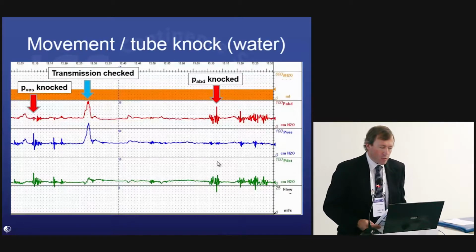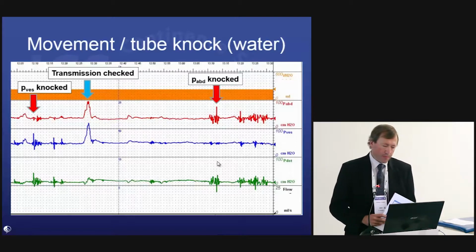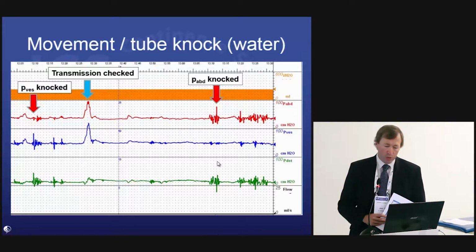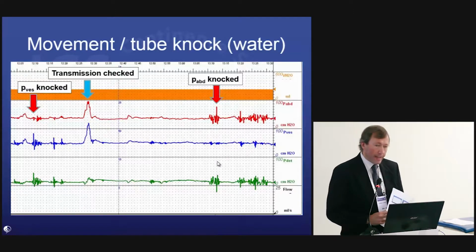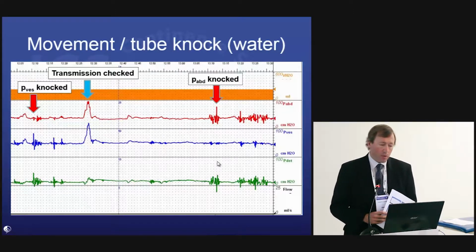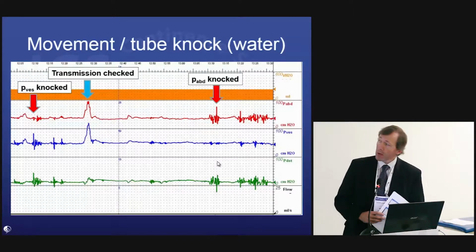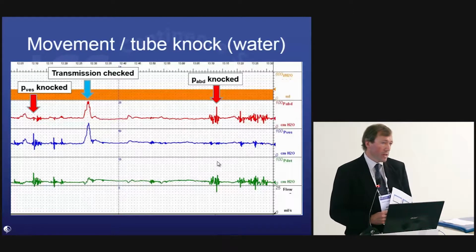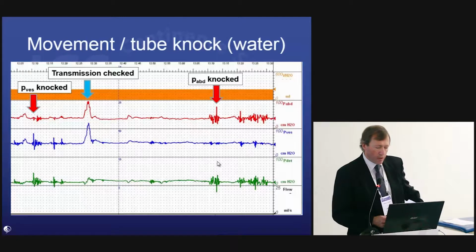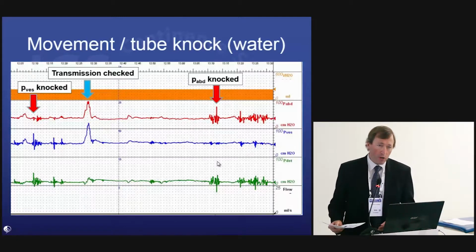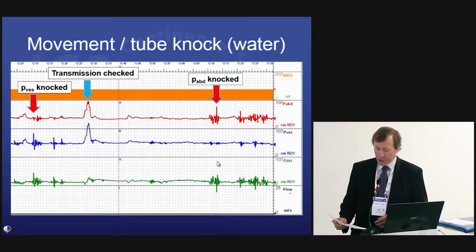There you go. On the first one, PVES was knocked. On the second one, P-abd was knocked. We know that these are not transmission failures because of that rise in the middle, where transmission was checked, maybe a Valsalva or a deep breath. It rose equally on both, so we're confident that we do have transmission of pressure. So it's not a poor cough, it is a knock of the tubes.